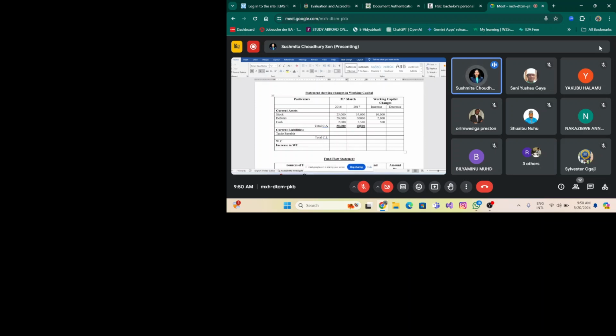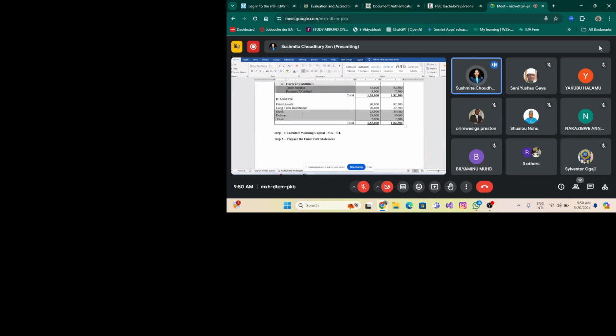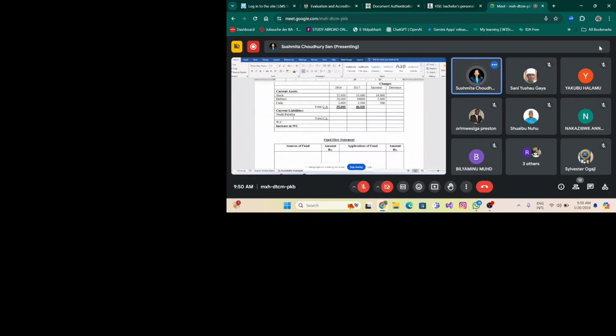So 40,500. This is the total. Okay, so after writing the total of current assets, now the second section which I do have, that is the current liabilities. Now under the current liabilities, I have two items, trade payable and proposed dividend. So let me copy these two items, trade payable and proposed dividend.